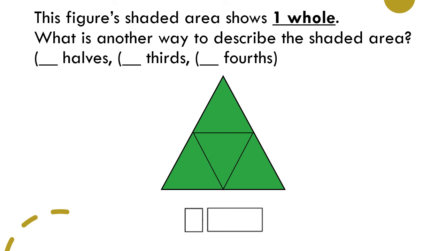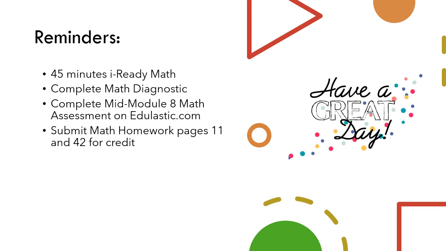Describe the shaded area in this shape. So what's another way to describe the shaded pieces? Blank halves, thirds, or fourths. Count how many pieces there are. 1, 2, 3, 4. It is showing 4/4 shaded. And that is it for our review.